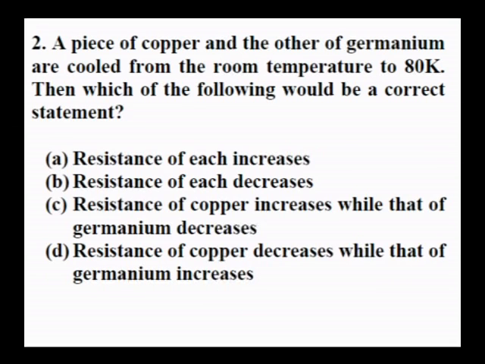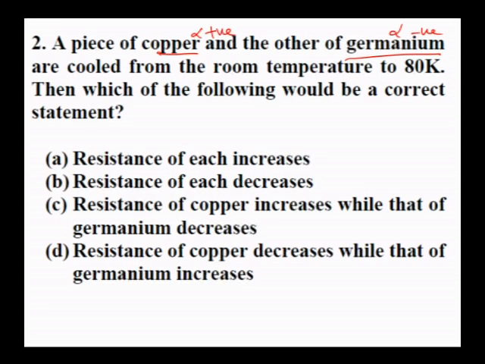The second one: a piece of copper and another of germanium are cooled from room temperature to 80 Kelvin, then which of the following would be a correct statement? Resistance of each increases, resistance of each decreases, resistance of copper increases while that of germanium decreases, resistance of copper decreases while that of germanium increases. Remember, copper essentially is alpha positive and germanium is alpha negative.